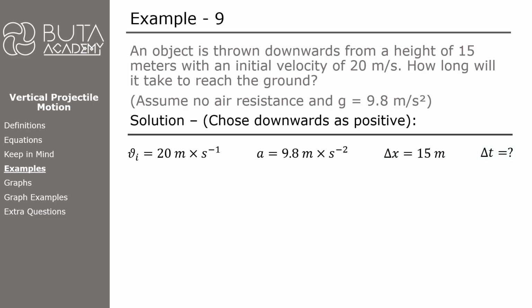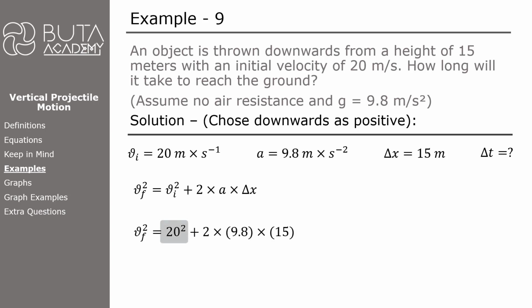As you know from the previous video, if displacement and initial velocity are given and we have to calculate the time, it is better to solve this question in two steps. First, we calculate the final velocity by using the formula v final square is equal to v initial square plus 2 times a times displacement. Where initial velocity is 20 meters per second, acceleration is 9.8 meters per second square, and the displacement is 15 meters. Final velocity is equal to 26.34 meters per second.